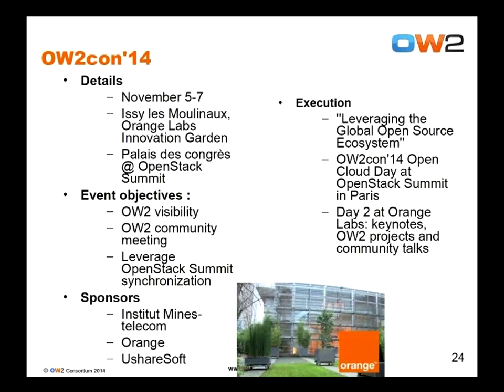Among the keynotes, we will have Francis Jutin, who's the scientific director of our new strategic member, Institut Mines Telecom. We will have Jonathan Bryce, the executive director of the OpenStack Foundation. And we will have Jean-Baptiste Kempf, who is the lead developer of the VLC media player.